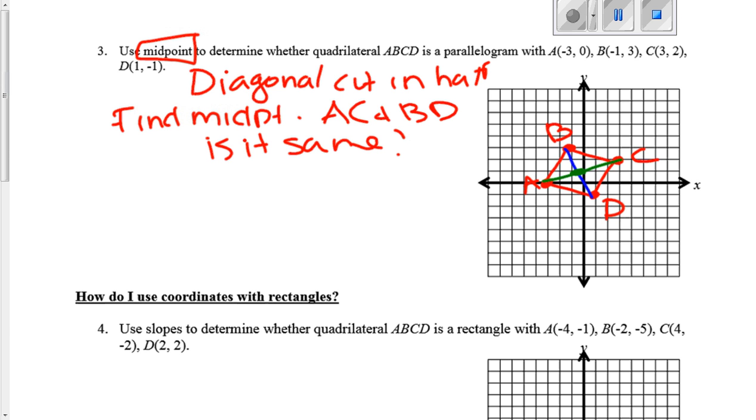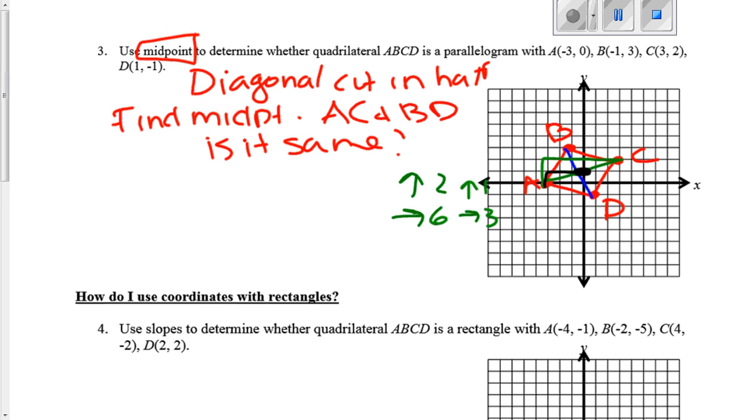All right, so to find the midpoint for AC, up 2 over 6 to go from A to C, so I'm cutting that in half. So I'm going to go up 1 over 3. Up 1 over 3, which puts me right here at 0, 1.